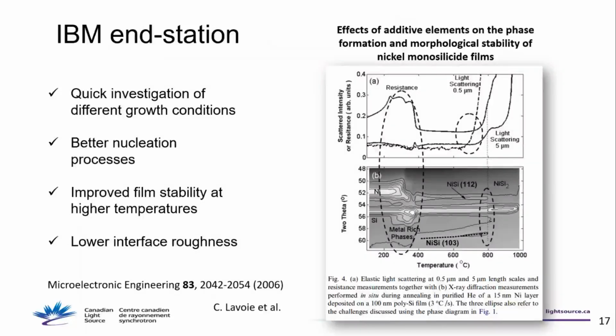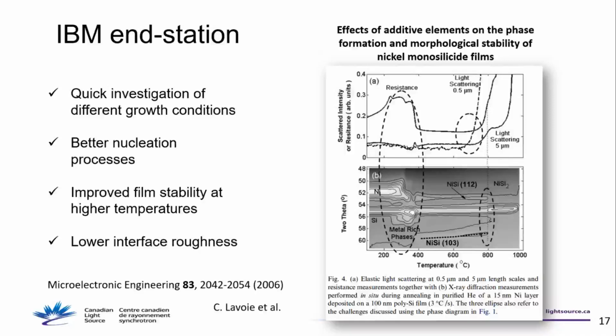So what can we do with this station? They can investigate different growth conditions for their thin films. They can get better nucleation processes, improved film stability, try to get lower interface roughness. This is an example of nickel monosilicide films versus temperature. You can see how when they heat up, you start with nickel and silicon, but eventually you get the nickel silicide phase and then a different one. And you can also see at the same time how the resistance is changing and how the roughness is changing.